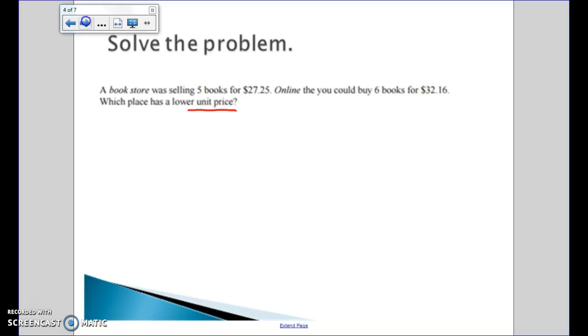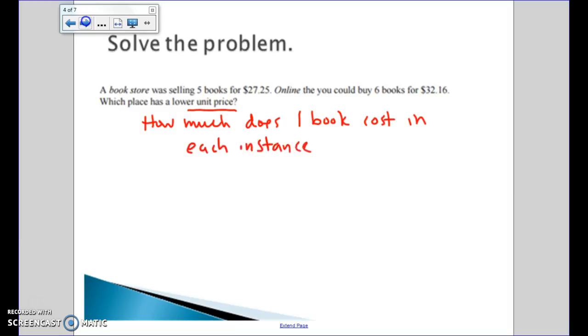When I ask you about a lower unit price, you want to know how much 1 book costs in each instance. That's really what it's asking, because you don't want to pay more, you want to pay less. So we are looking for the lower unit price, or the lower price for 1 book. We need to find the price per book.